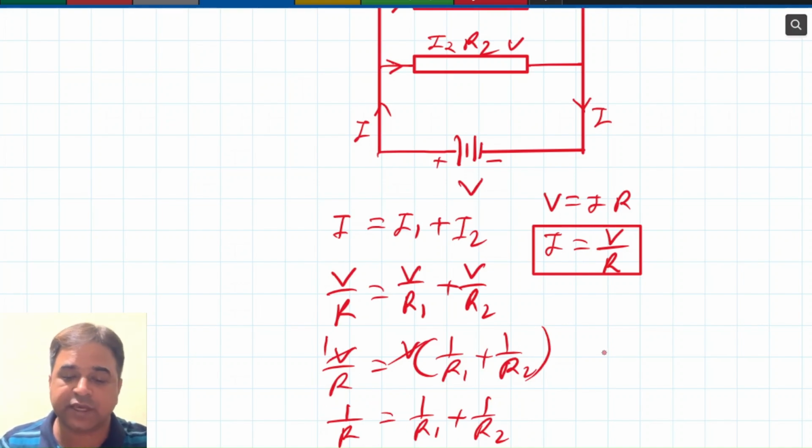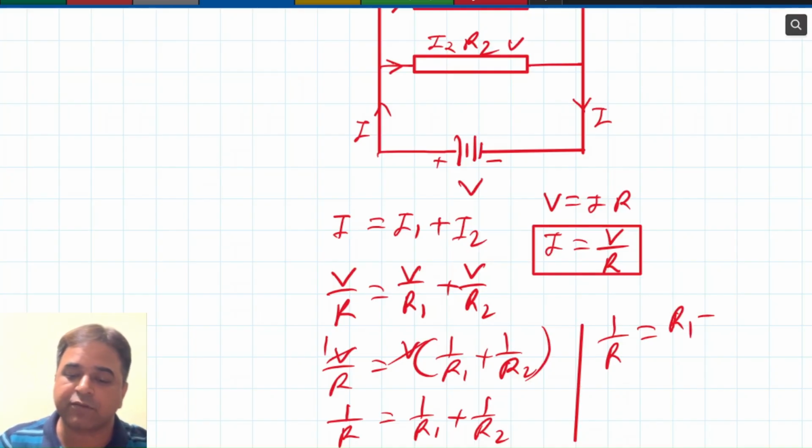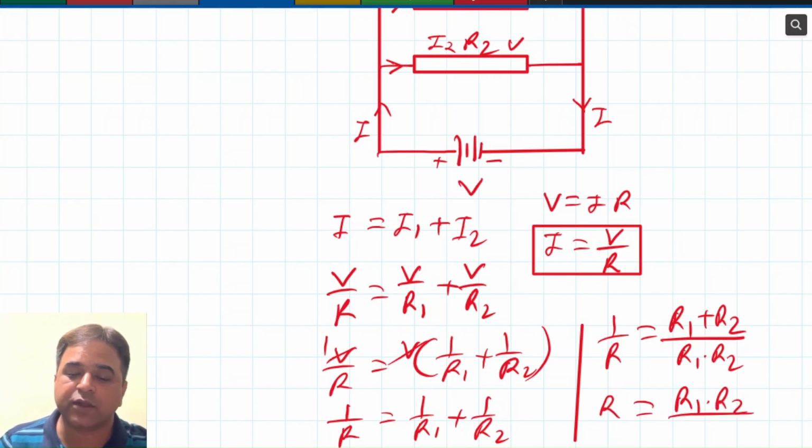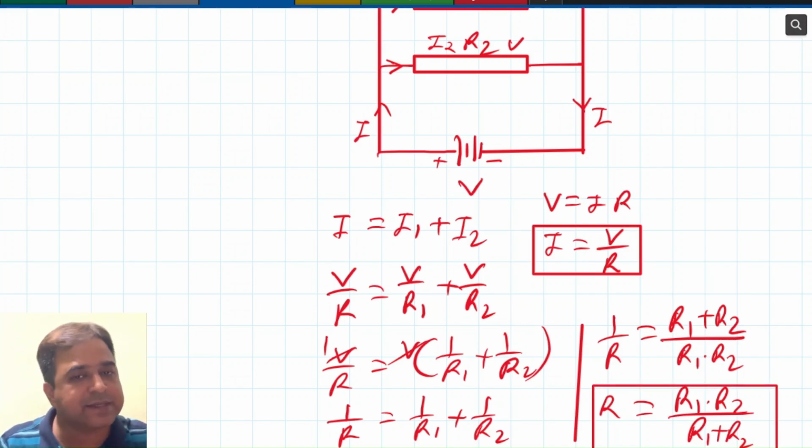If you have to find out the equivalent resistance, what you will do? You will simplify this. 1 upon R will be equal to, you will take LCM. So, it will become R1 plus R2, upon LCM, which is R1 into R2. If you take reciprocal now, R will be equal to R1 into R2 upon R1 plus R2. So, this is how equivalent resistance you find in a parallel circuit. Okay. So now children, for this, it will be better if we take few examples. Simple example we will take.